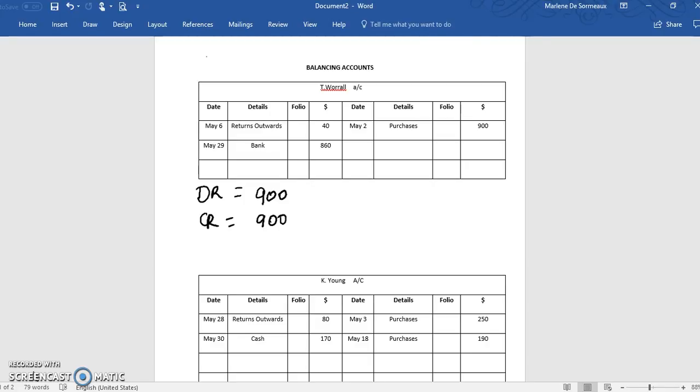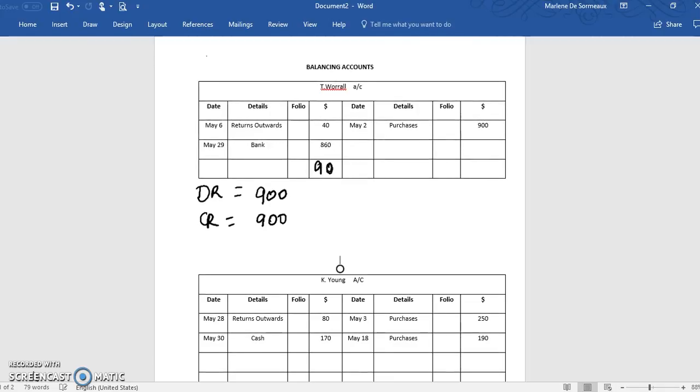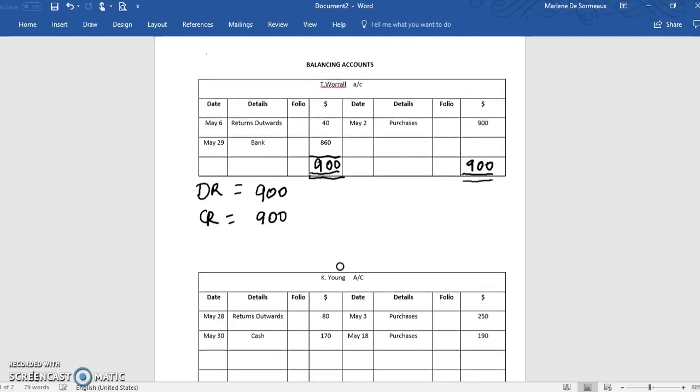So what we have here is an instance where the account has both debit and credit side equal to each other. So what we normally do is just simply put the same value in the totals box on each side. So we will write in $900 and we will write in $900. And normally when you finish balancing an account, you'll get a double line, right? And that will signify that the account is balanced and there's nothing owing and nothing owed.